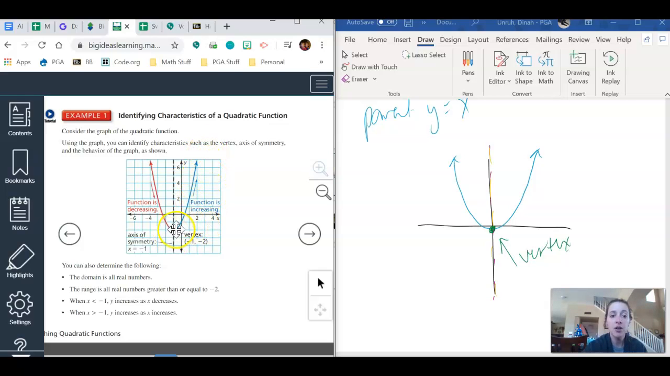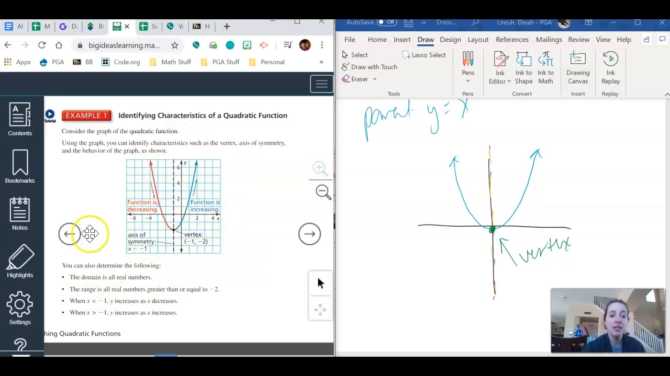Okay, so you'll see here that the vertex is at (-1, -2), and the axis of symmetry is a line, so it's always going to be x equals whatever the x value of the vertex is. From this picture, I can also see that my domain is going to be all real numbers. Just a little hint here: for a quadratic function, your domain is always going to be all real numbers because it continues to the left forever and it continues to the right forever. So that's what gives us that all real numbers piece.